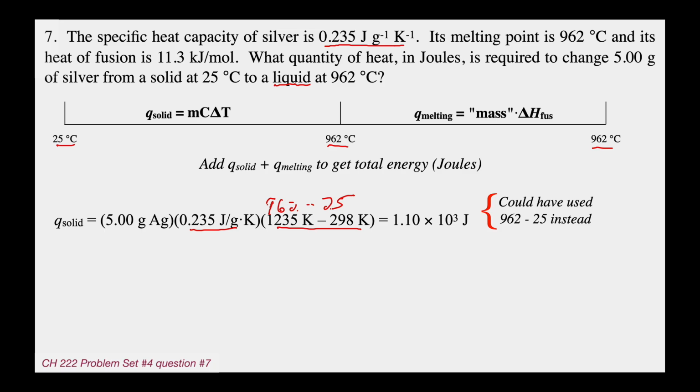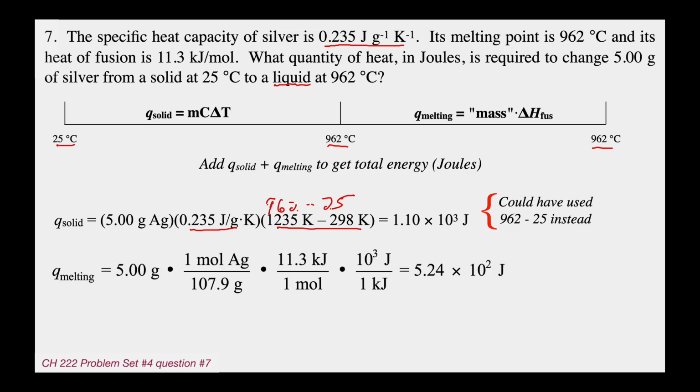And that's when we're going to use that 11.3 kilojoules per mole. Now, there's different ways to do this problem. What I did here is I took the 5 grams again, and I turned it into moles. So silver on the periodic table is about 107.9 grams per mole. And then the heat of fusion number there, 1 mole is 11.3 kilojoules. And that just says that to melt 1 mole of silver, it takes 11.3 kilojoules of energy.